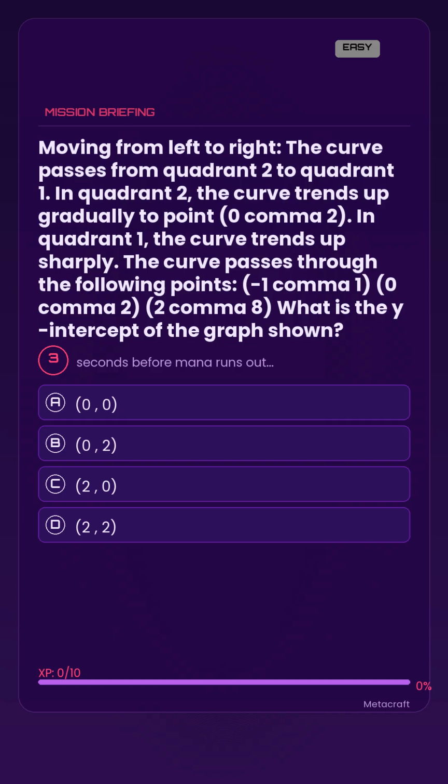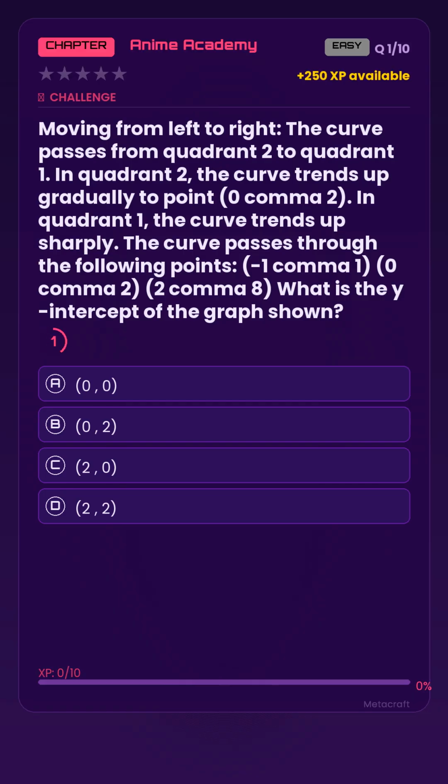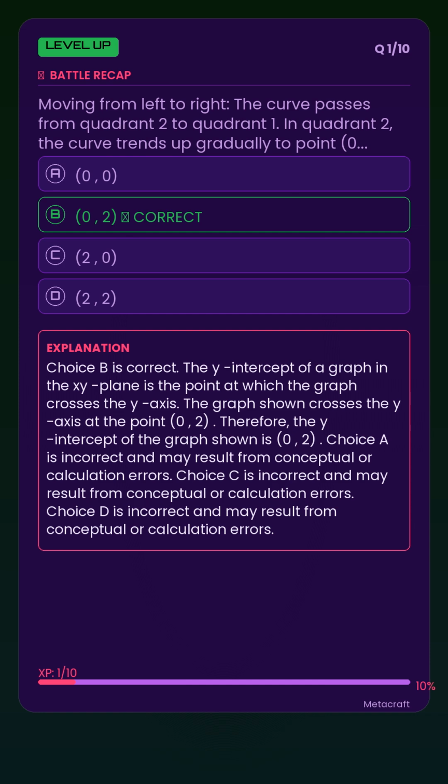Option A, (0, 0). Option B, (0, 2). Option C, (2, 0). Option D, (2, 2). The correct answer is B. Description has everything you need to know.